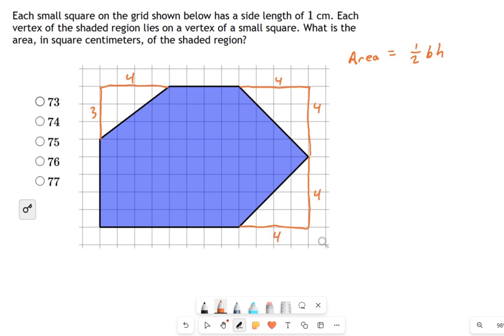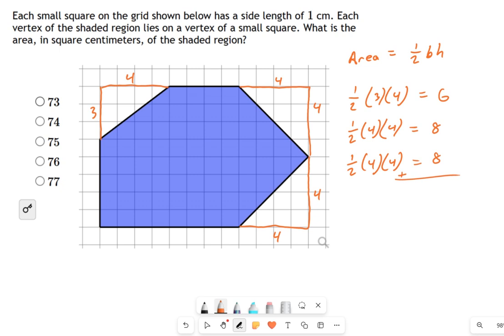Okay, so the area of these 3 triangles that I've drawn are the following. 1/2 times 3 times 4, that's going to be 6. The next one is 1/2 times 4 times 4, which is 8. And the next one is 1/2 times 4 times 4, which is 8. Okay, so the total of those 3 triangles that I drew is about 22.